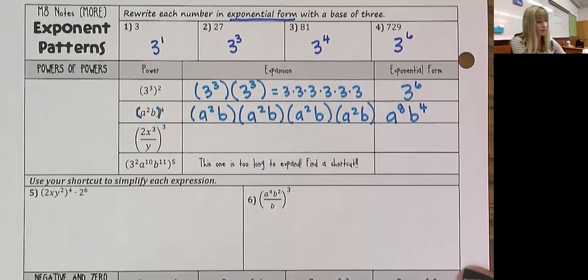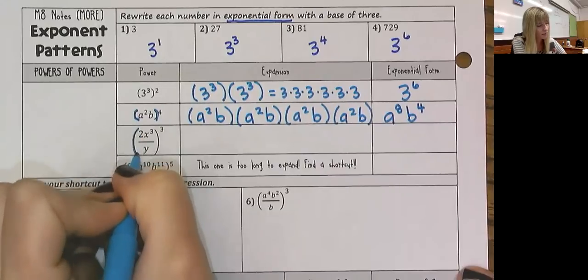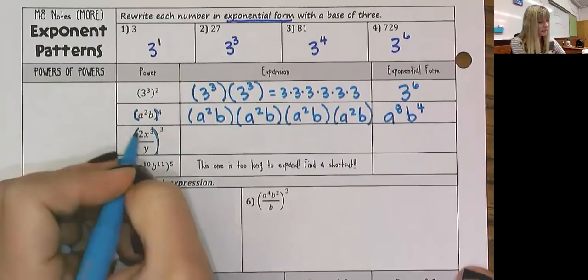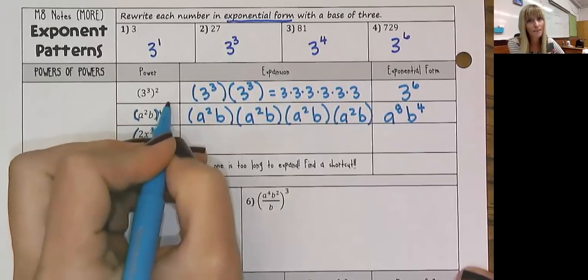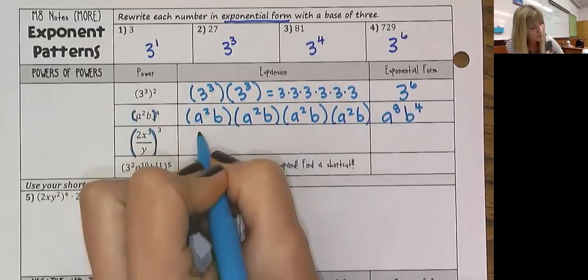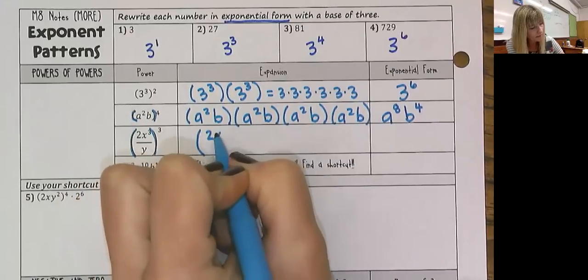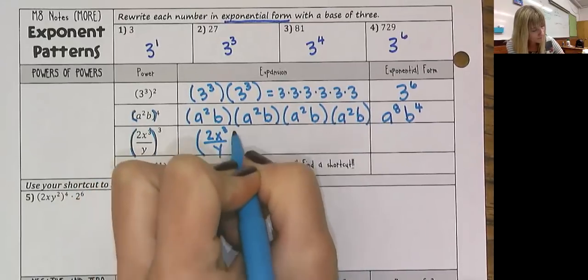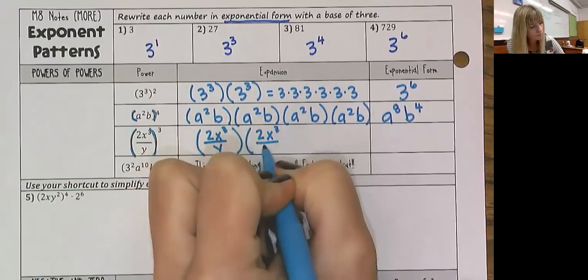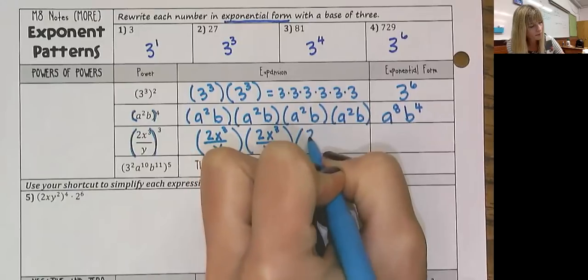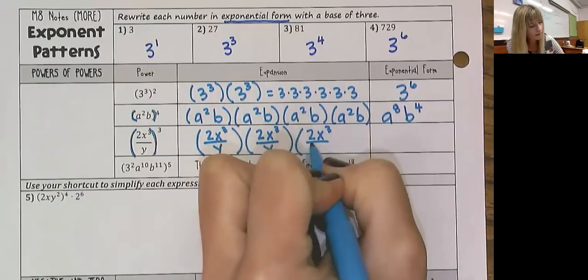Okay, let's look at one more. Does it matter if you put a fraction in it? Well, no, not really. This still means everything inside of the parenthesis raised to the third power. That means I need to multiply this 1, 2, 3 times.